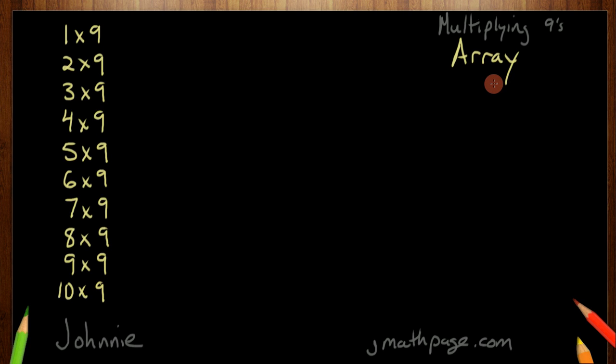And an array is a special organization that uses rows and columns. And the numbers of rows and columns depends on what we're caring about. Today we care about 9's. So I'm going to start by making 9 rows. Let's see.